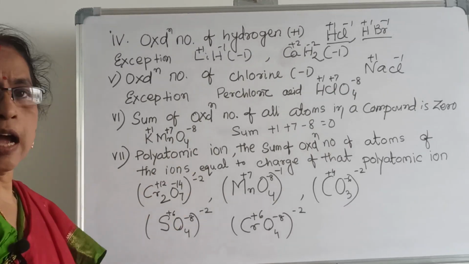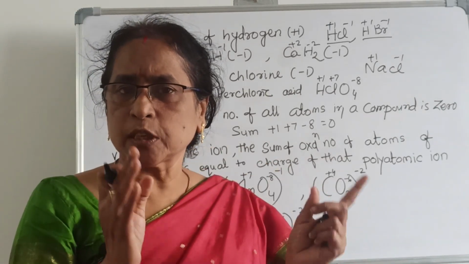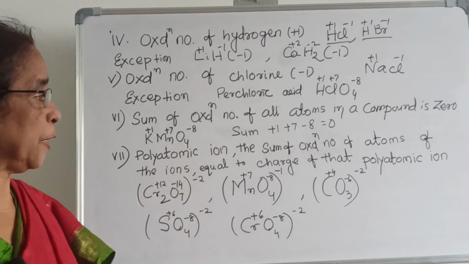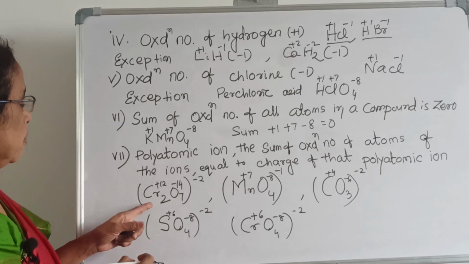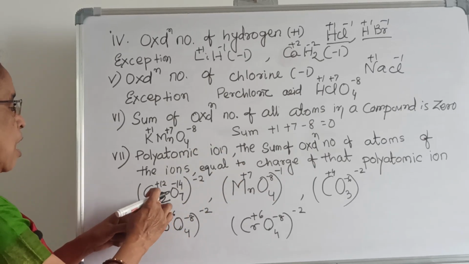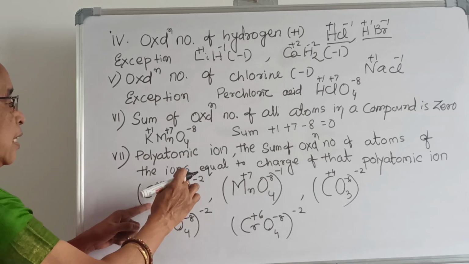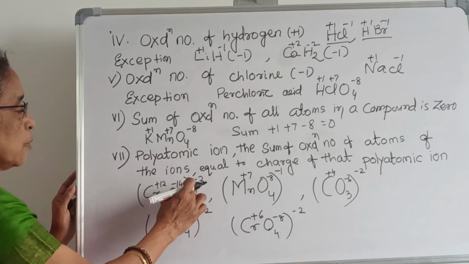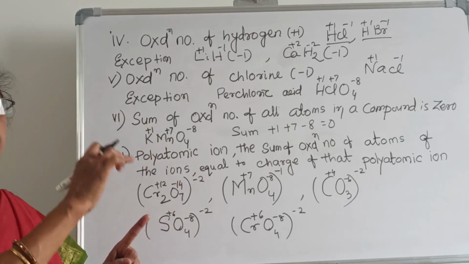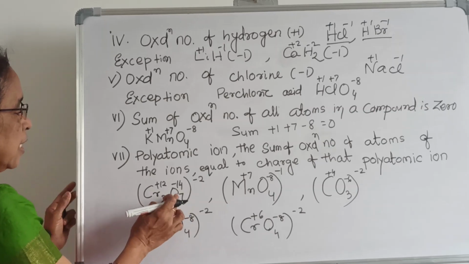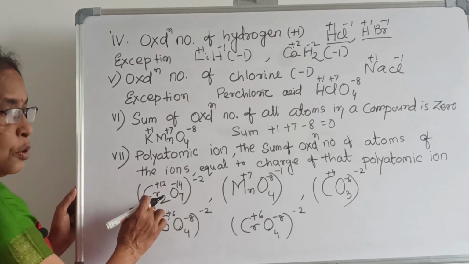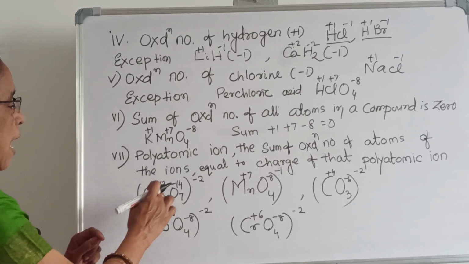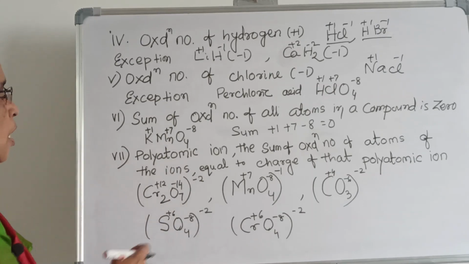And here, polyatomic ion. What is a polyatomic ion? That means a combination of many atoms of elements which shows some sign, positive or negative. Let us see an example. The sum of the oxidation numbers of the atoms of the ion is equal to the charge of the polyatomic ion. Take dichromate, whose charge is minus 2. Minus 2 should be equal to the sum of the charges. See here, 7 into minus 2, minus 14. Chromium, 6 into 2, plus 12, and you see the sum is equal to minus 2.